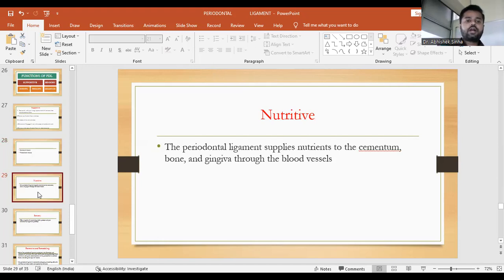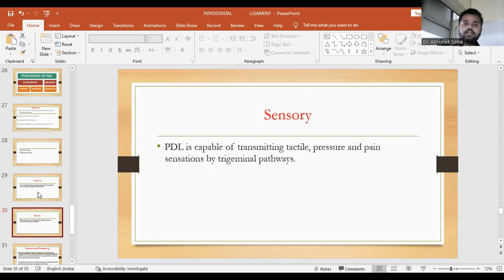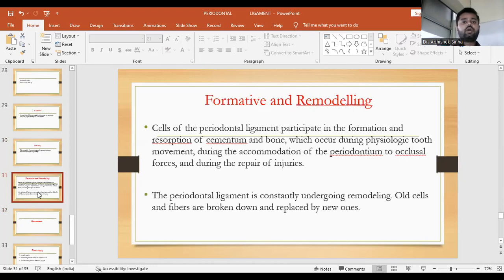Then nutritive function. The periodontal ligament supplies nutrients to the cementum, bone, and gingiva through the blood vessels. Okay, so this is the nutritive function. Sensory. How is it providing sensory functions? PDL is capable of transmitting tactile pressure and pain sensations by the trigeminal pathways. So you need to know the trigeminal nerve in detail. This has already been taught to you in first year of your BDS, so revise that.